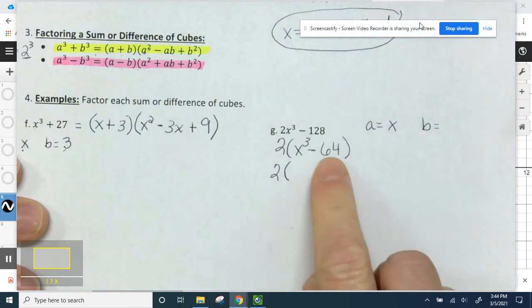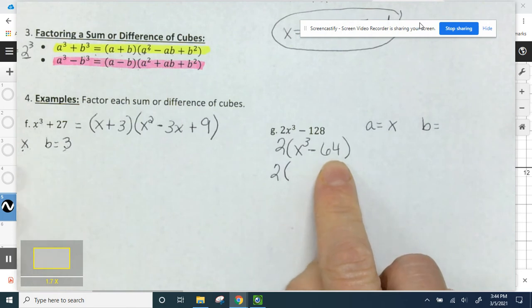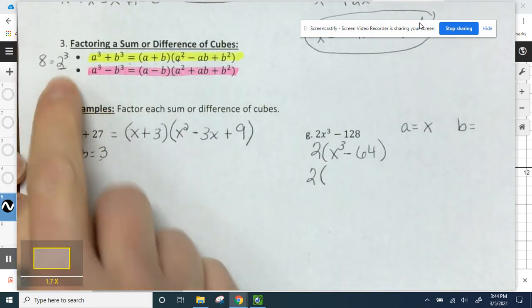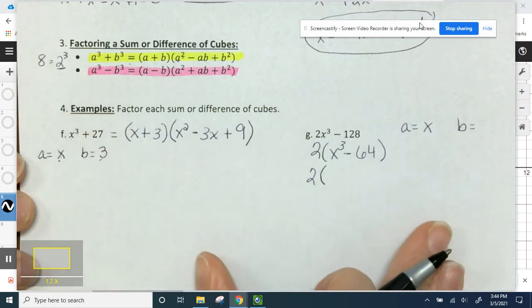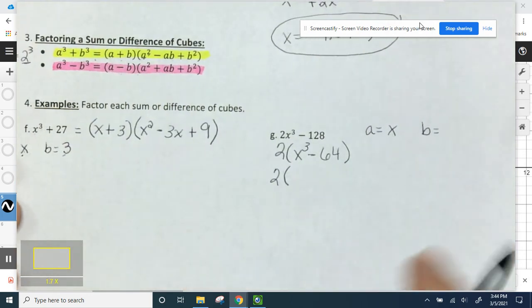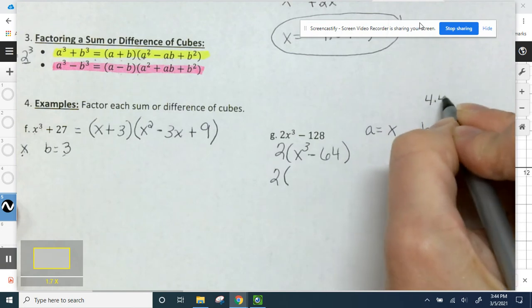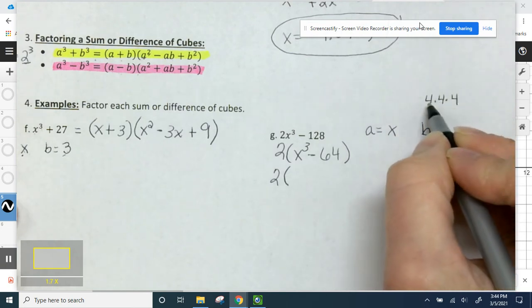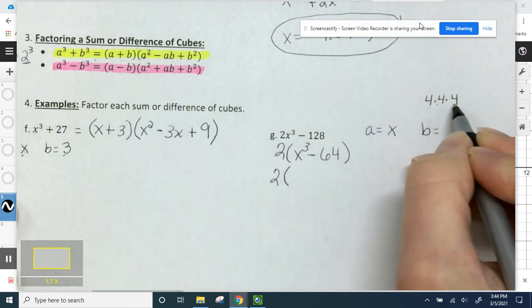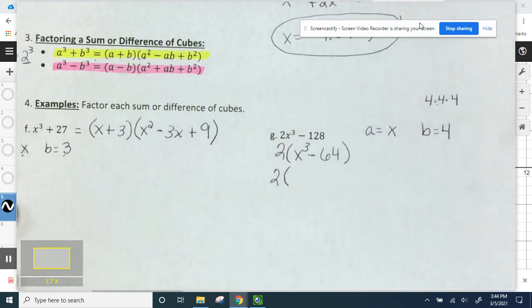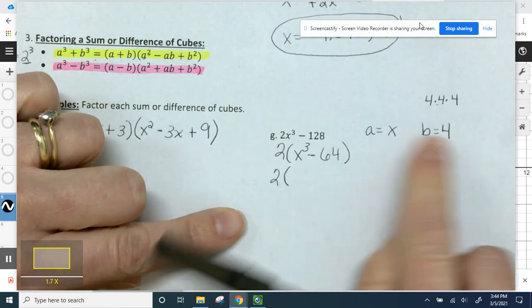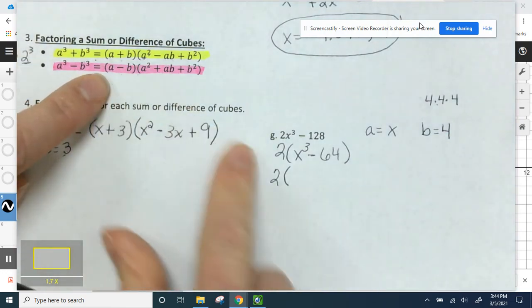B, what do we cube to get 64? Okay, now we already know that it's not 2 and it's not 3 because 2 cubed is 8 and 3 cubed is 27. So let's try 4. If I do 4 times 4 times 4, all right, 4 times 4 is 16, and 16 times 4, that is 64. So my b here is 4. So once you come up with these, you go back to your formula.